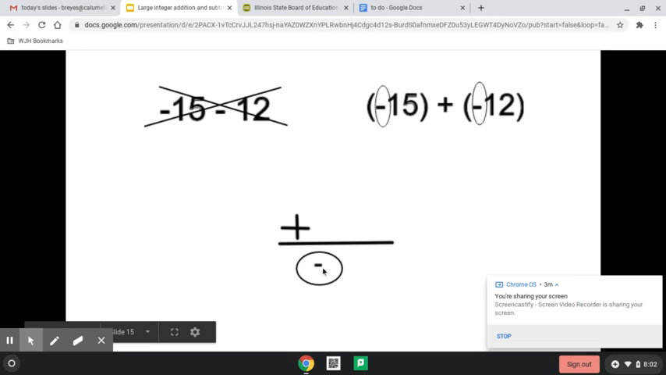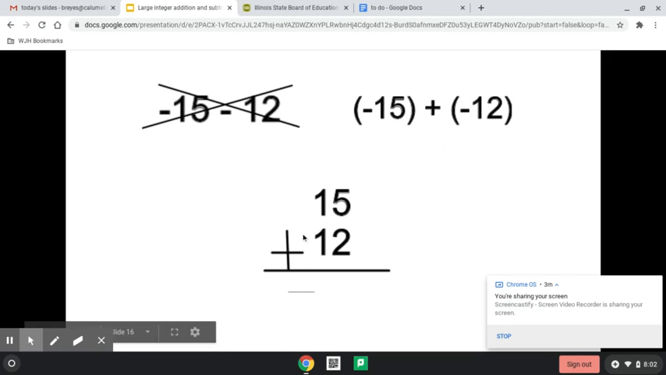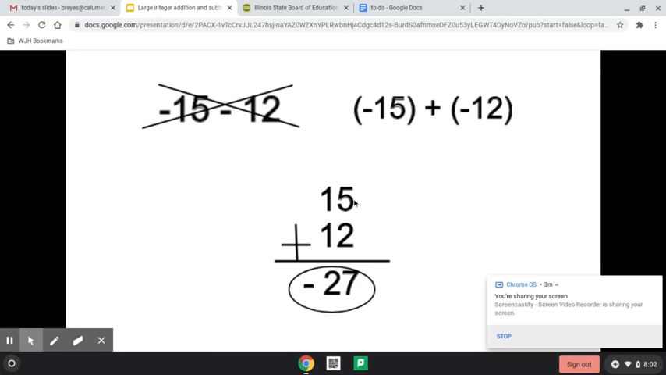So once we've taken care of that, we actually don't need to worry about the signs anymore. So we can just add these two together, just remembering that the answer is going to be negative. So once we've done that, we can see pretty simply that the answer is negative 27.